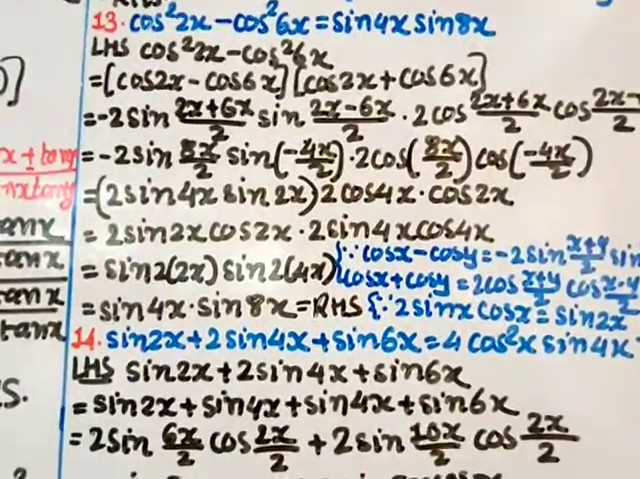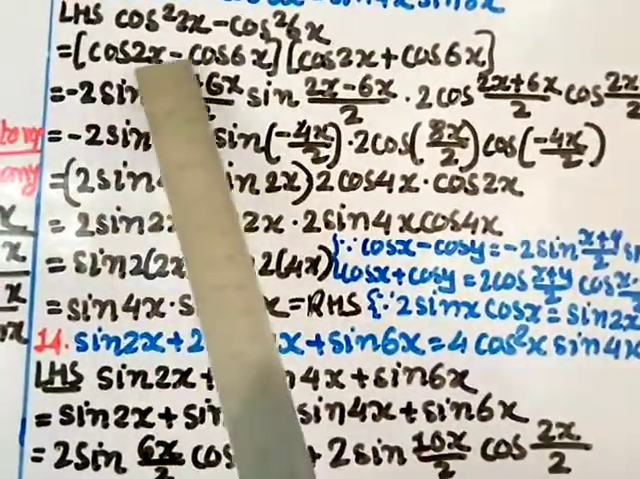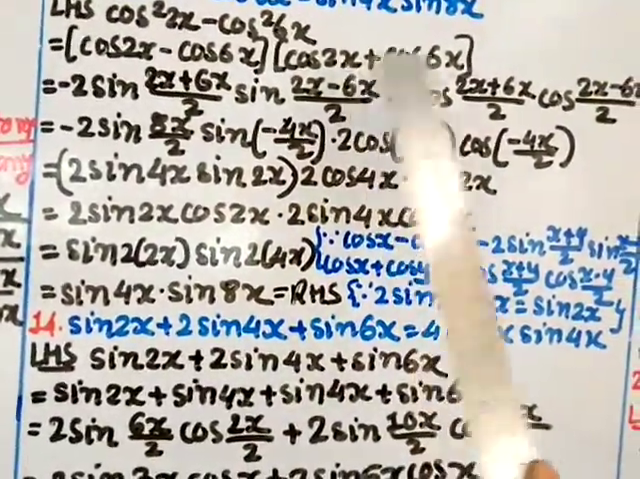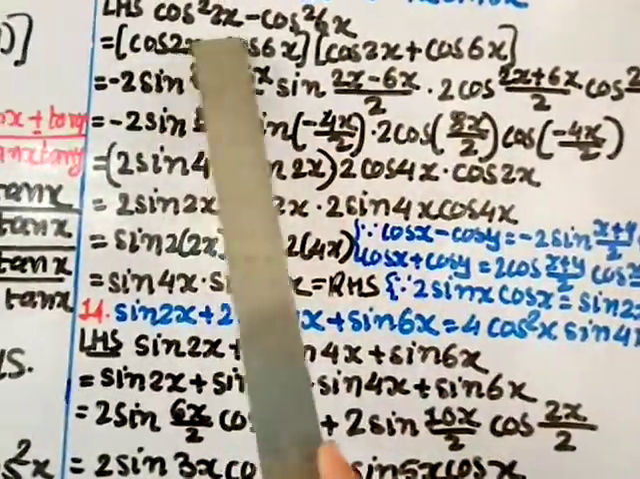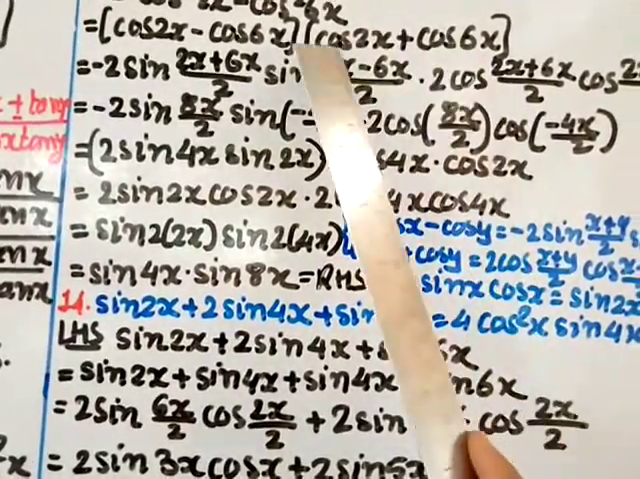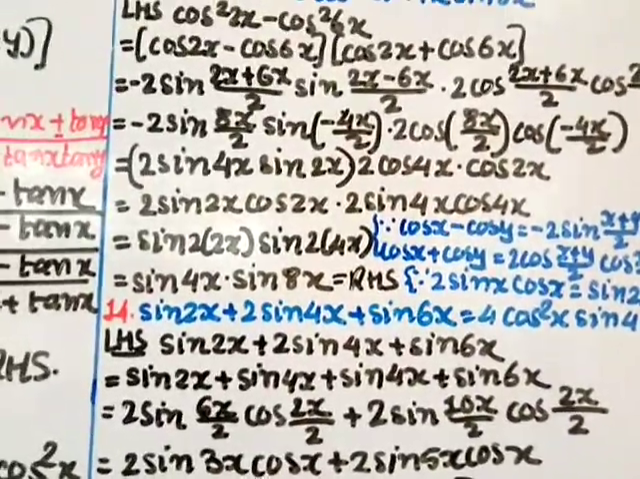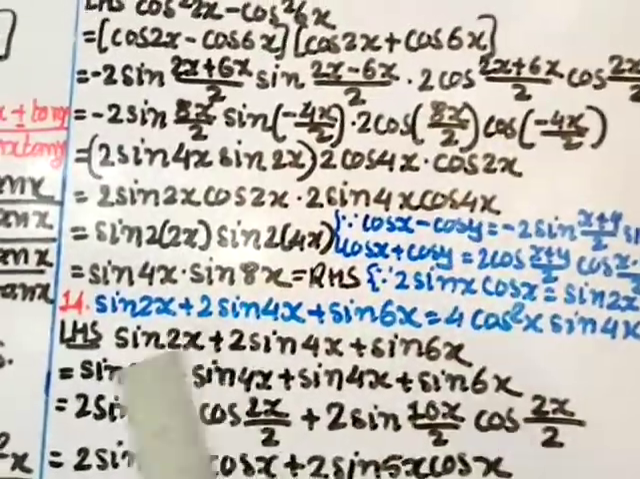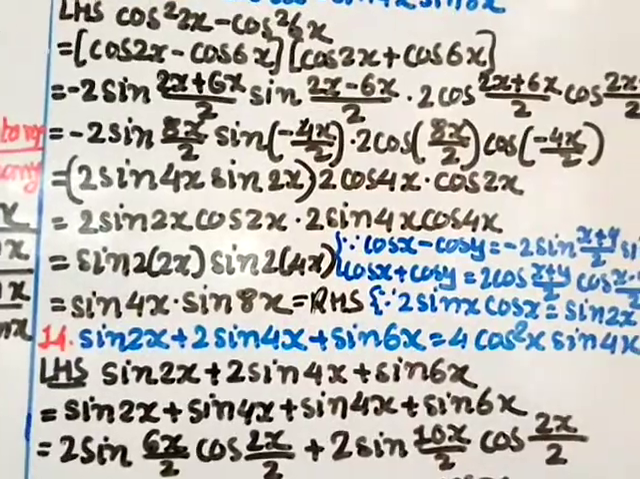Use the same identity, a square minus b square, so a minus b, a plus b. So here cos 2x minus cos 6x into cos 2x plus cos 6x. When it is addition, you can take the bigger number first. If it is minus, we don't. But if it is plus, then cos 6x is bigger than cos 2x, so you can interchange. If you don't interchange also, the answer will be the same, but you have to use one more identity. That much only you have to remember. Otherwise if you change, then directly you don't have to use another identity, directly you will get the answer.